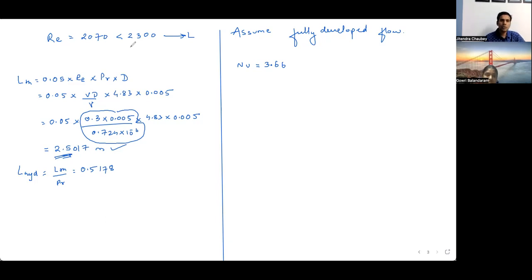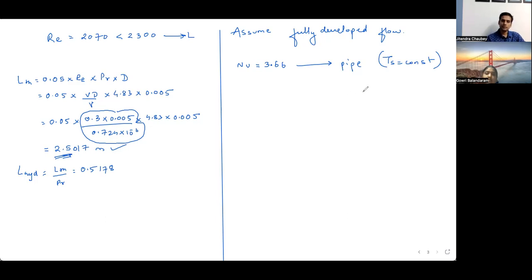Yes, it's 2070. So we will take it as laminar flow, and in that case, the Nusselt number for pipe is 3.66. This is T surface constant. That's why we are taking 3.66. Had it been Q constant, we would have taken 4.36.